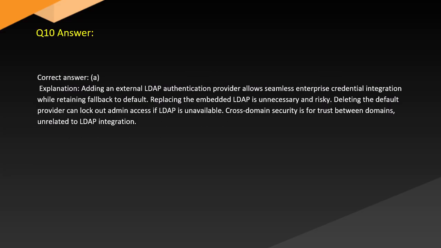Answer. Correct answer: A. Explanation. Adding an external LDAP authentication provider allows seamless enterprise credential integration while retaining fallback to default. Replacing the embedded LDAP is unnecessary and risky. Deleting the default provider can lock out admin access if LDAP is unavailable. Cross-domain security is for trust between domains, unrelated to LDAP integration.